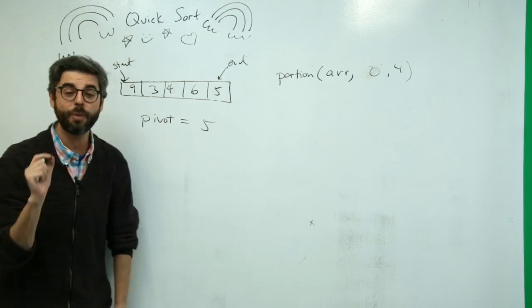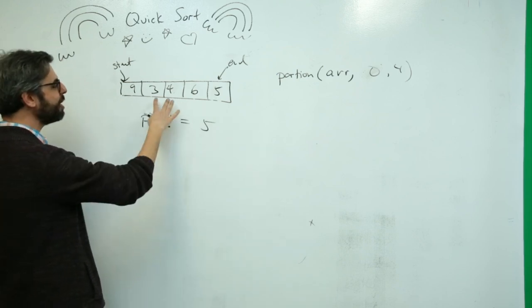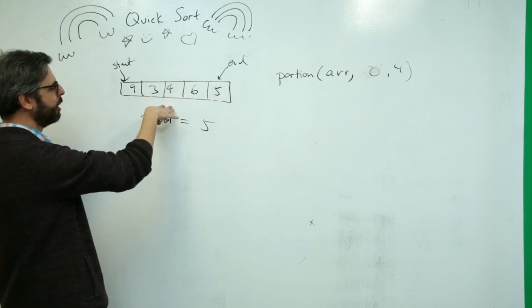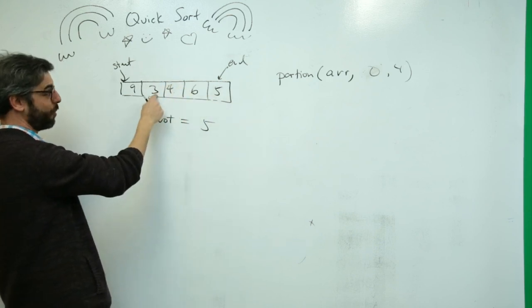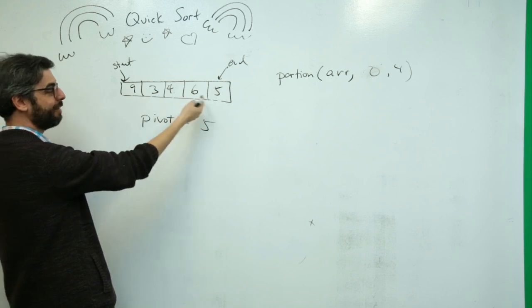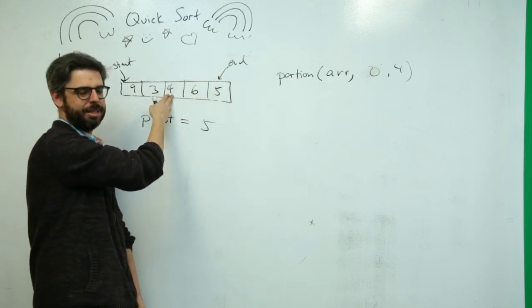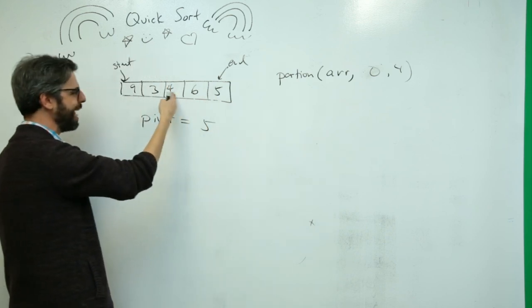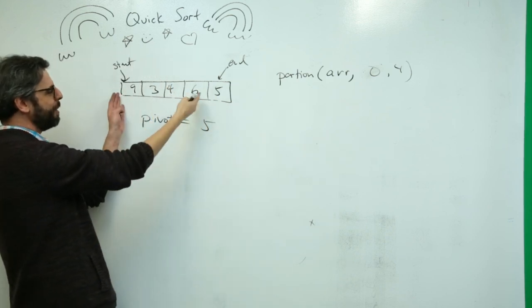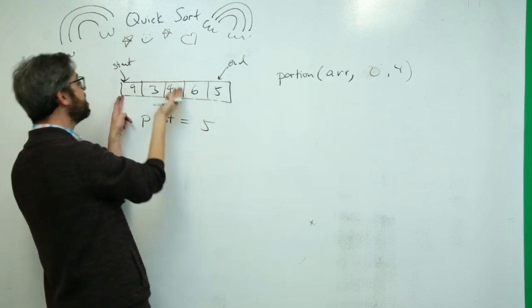The idea of what I want to do is rearrange this array so that everything that's less than 5, like the 3 and the 4, is on the left side, and everything that's greater than 5, like the 9 and the 6, is on the right side, and then 5 will be smack in the middle. Now, it won't always work out that the pivot ends up in the middle, because everything could be bigger than it, and the pivot would end up here, and there'd be nothing on the left side.